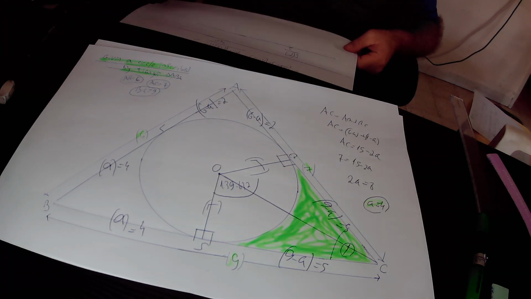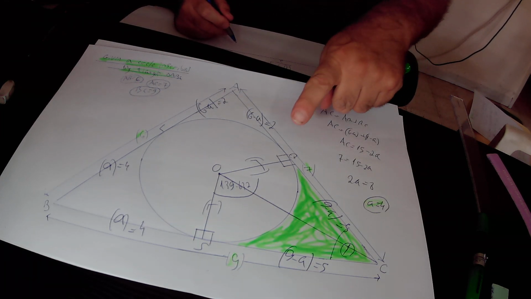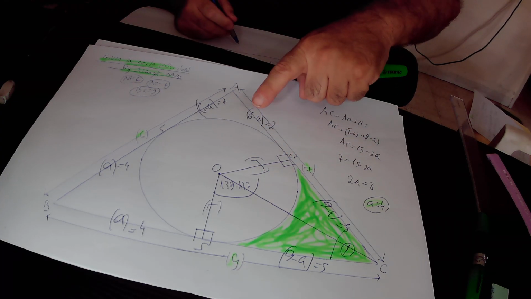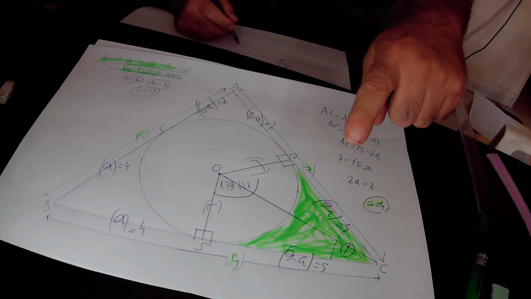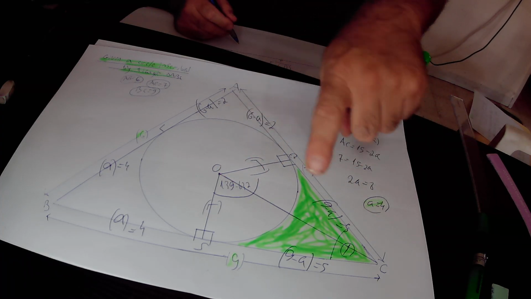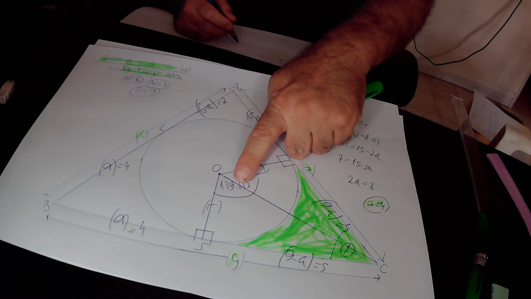plus the area of this right triangle OSC. The area of this right triangle OSC must be equal to the base OS, that is R, times the height SC, that is 5, divided by 2. So in total, the area of this triangle OSC is equal to 5R over 2.